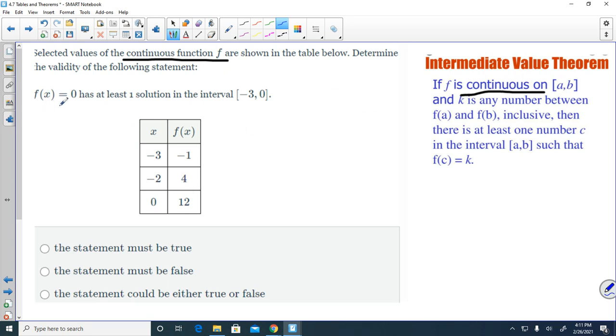It says f of x equals 0 has at least one solution from -3 to 0. Let's see. So I know it's continuous. The graph does change from negative to positive. Since the graph is continuous, you can't skip over any y value, so it does have to hit 0 at least one time right there. So this statement must be true.